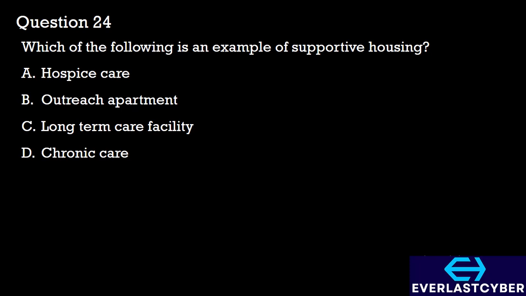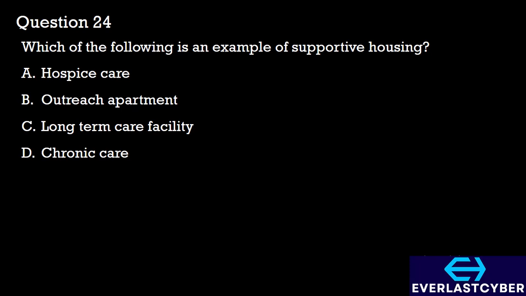Question 24. Which of the following is an example of supportive housing? A. Hospice care. B. Outreach apartments. C. Long-term care facility. D. Chronic care. Supportive housing is a type of housing that is designed for people who need assistance with daily living activities, but they do not require full-time medical care. It combines affordable housing with services such as personal care, meals, and medical support, and it also helps those with disabilities such as the elderly or individuals with chronic conditions.